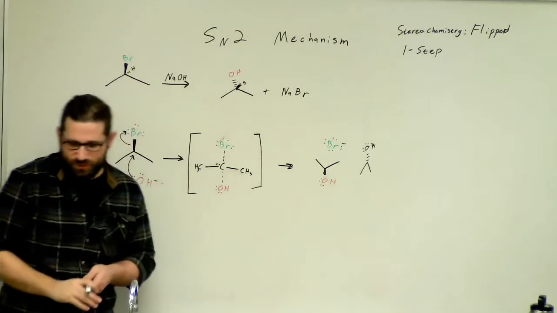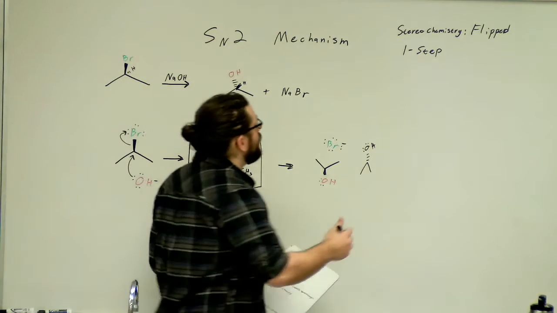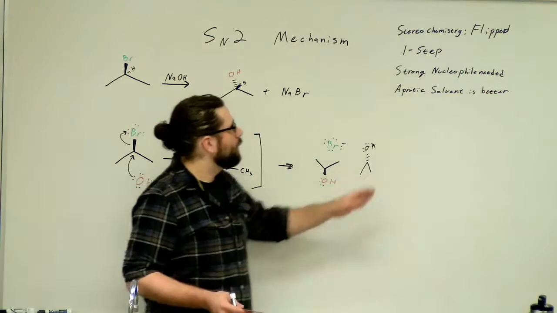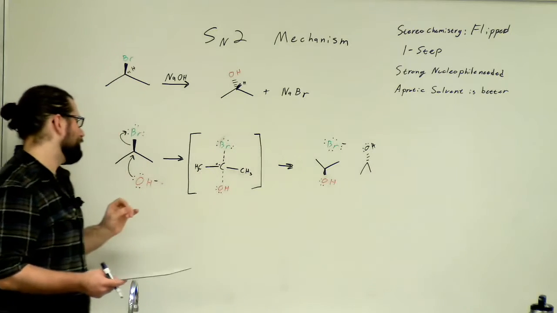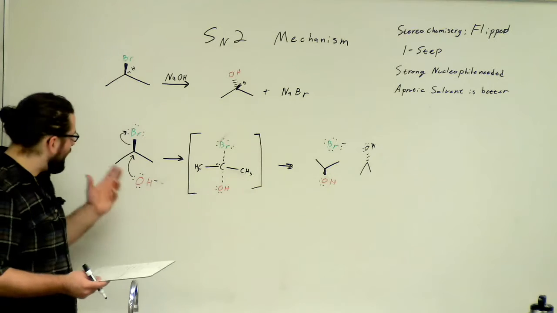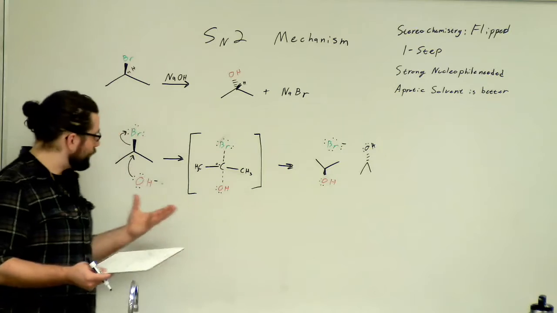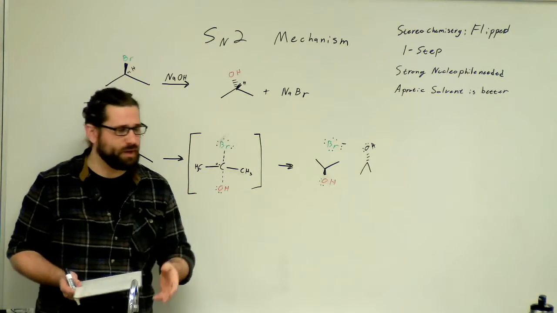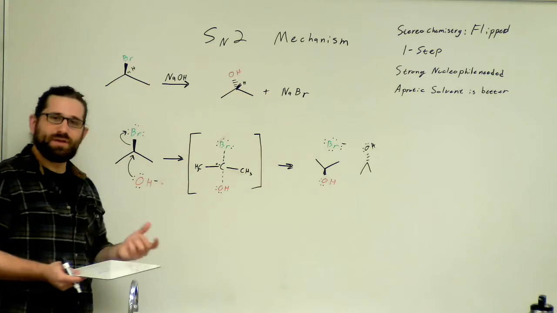So what else do we need to know about this? We need a strong nucleophile. Aprotic solvents are going to be better. In protic solvents, what's going to happen is I'm going to have all of this hydrogen binding. And that hydrogen binding is going to cause my more electronegative nucleophiles to get caught up binding to a bunch of water molecules or ammonia molecules, whichever. And it's going to hinder that back attack from being able to occur.